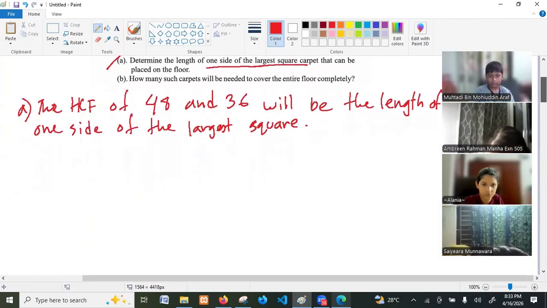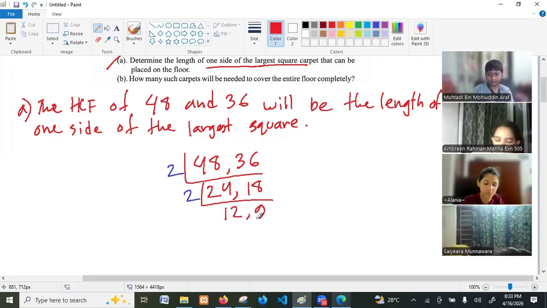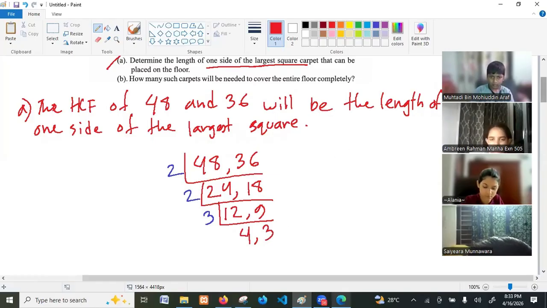So let's do the HCF. 48 and 36, both are even, so we can take 2. That will leave us with 24 and 18. Then again, we can take 2, as both of them are even. It will be 12 and 9. Now you can see one is even, another is not. So 2 is not the option. The next option is 3, and yes, both can be divisible by 3. So 3, and we will get 3 4s are 12 and 3 3s are 9. And we cannot take any more. 4 and 3 don't have any common divisor.